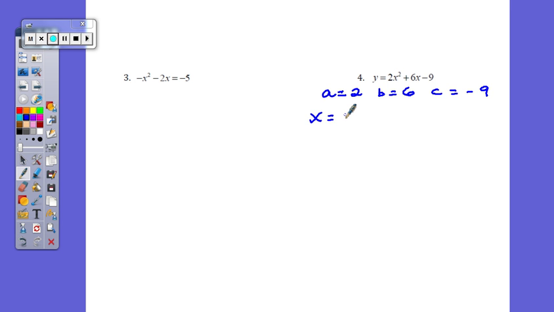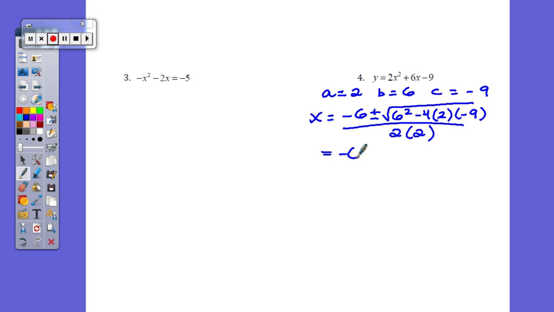X equals negative b, which is negative 6, plus or minus the square root of b squared minus 4 times a times c, divided by 2 times 2. Okay, 2a, right? And so equals negative 6 plus or minus. I'm going to take care of the discriminant, what's underneath of the square root. Okay, and so that's 36 minus 4 times 2 times negative 9. That's going to give me negative 72.